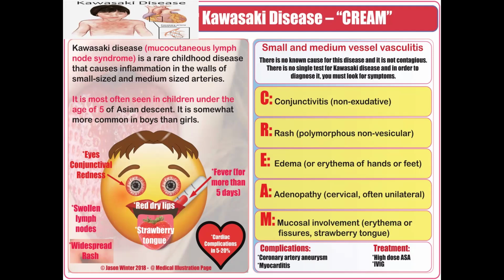And we have a mnemonic for it: CREAM. Conjunctivitis, rash, edema in the hands and feet, adenopathy, and mucosal involvement, what we call strawberry tongue. Complications are coronary artery aneurysm and myocarditis, usually treated with high-dose aspirin. So this is one of these situations where you give aspirin in patients less than 16 years old.